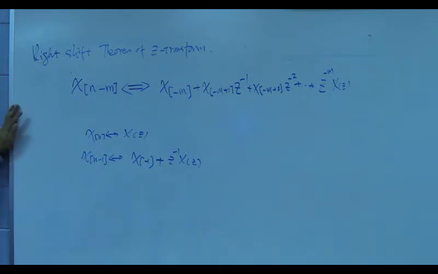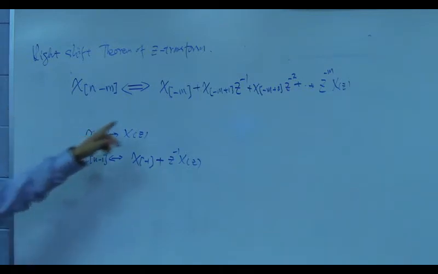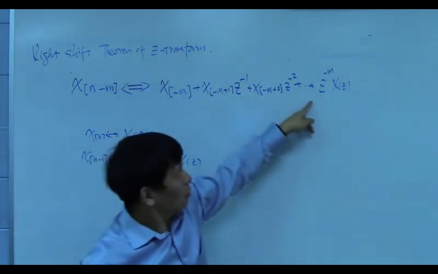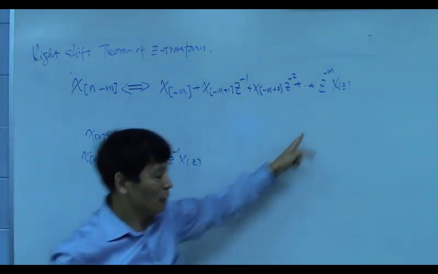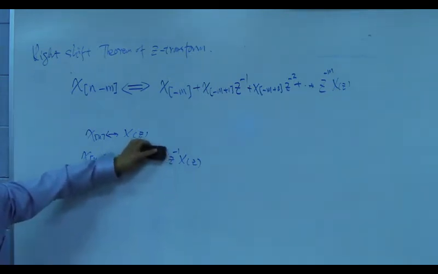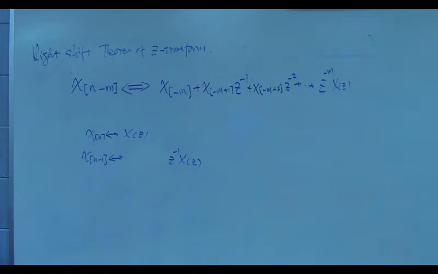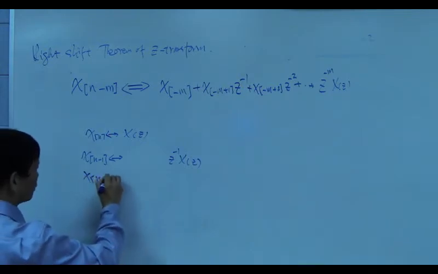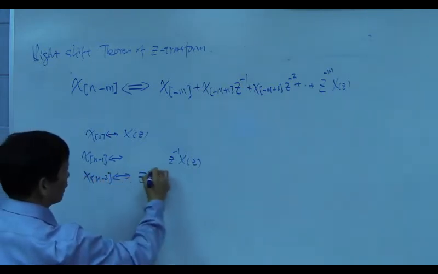This theorem deals with the initial values also. In the simplest case, if the initial values all equal 0, that means all of this equals nothing, nothing, nothing, then we have only the last term. So if the initial values equal 0, this will only equal this. That is easy, right? So x n minus 2 will give us only z to the negative 2 times X(z).